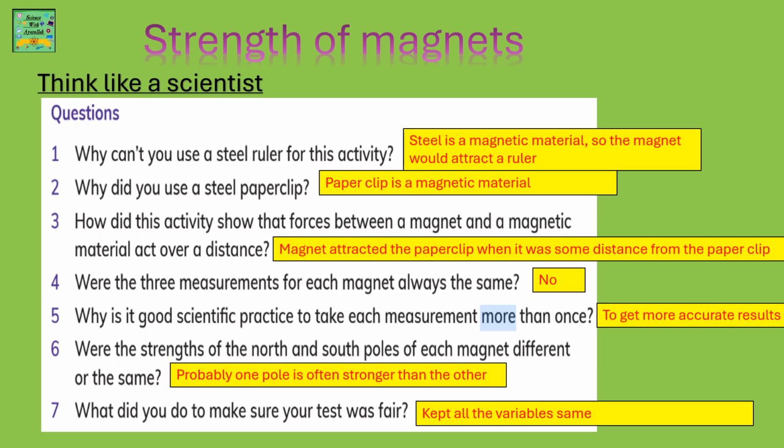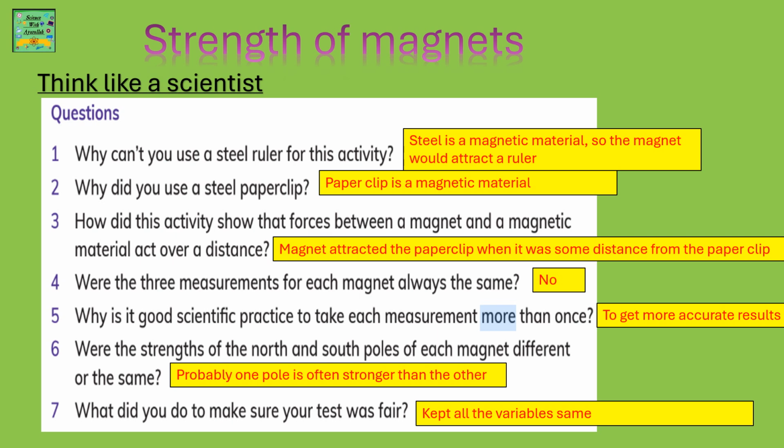Why did he use a steel paper clip? Paper clip is a magnetic material and you want a magnetic material to be attracted to the magnet. How did this activity show the forces between a magnet and a magnetic material act over a distance?